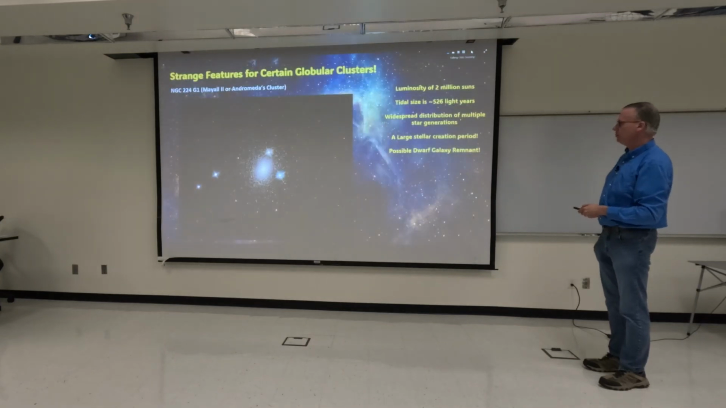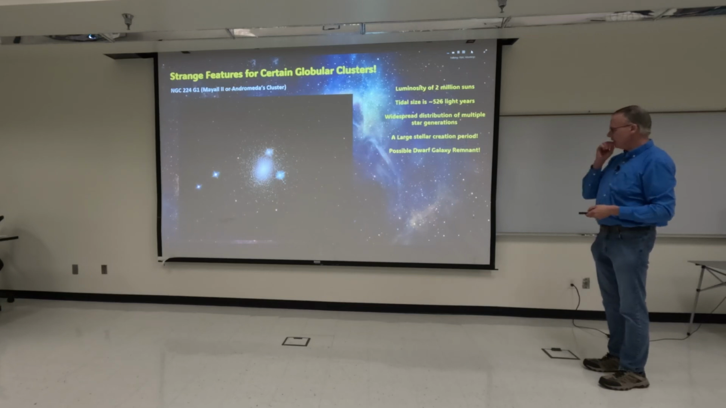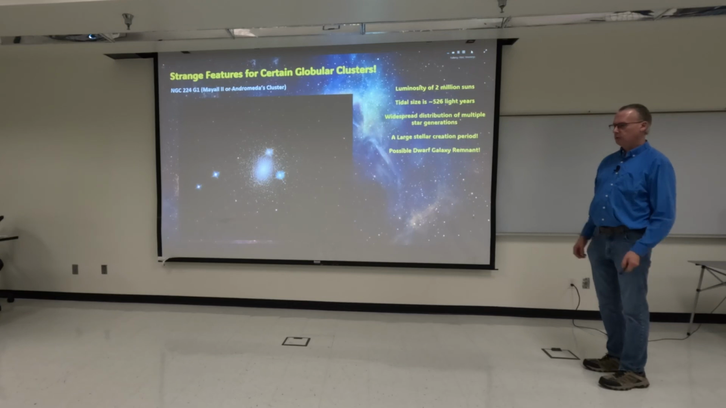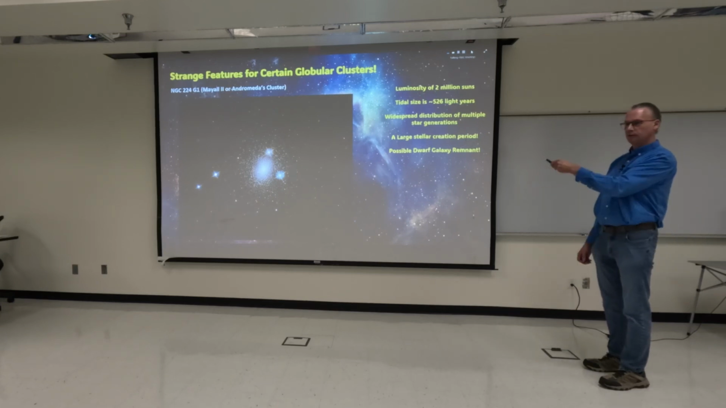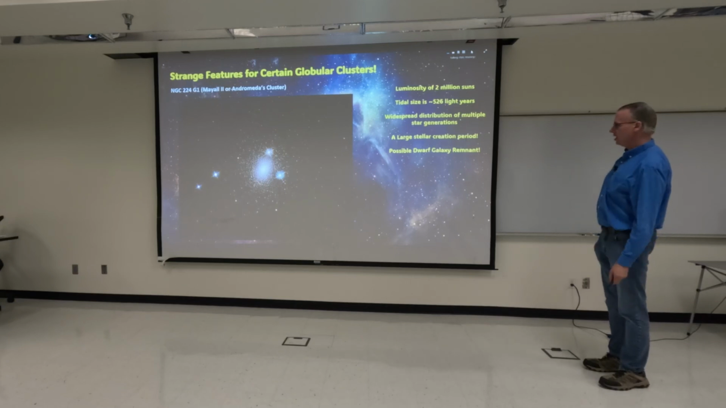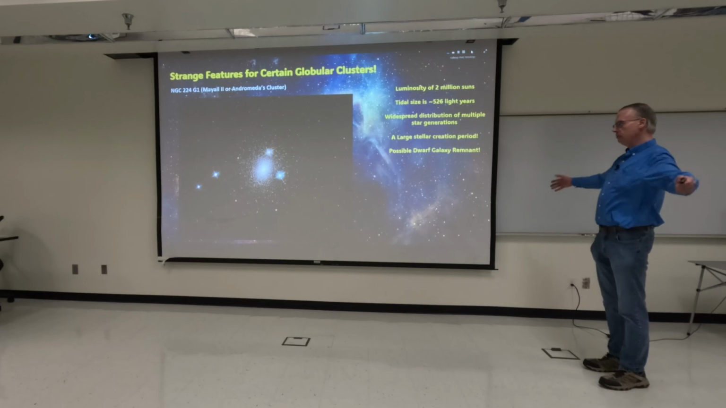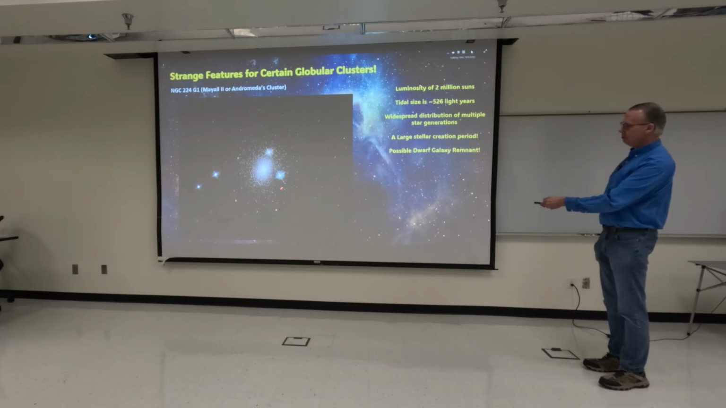Here's another one. This is Mayall II, Andromeda's cluster. A luminosity of 2 million suns. The tidal size, that's the one thing. This globular cluster is only 50 light years across. That's what we call the half-light diameter, which means this is where most of the stars can be located. But its gravitational influence can drag in stars up to 526 light years across. So basically, its tidal size is about 10 times that, with respect to the volume of stars that occupy the globular cluster.